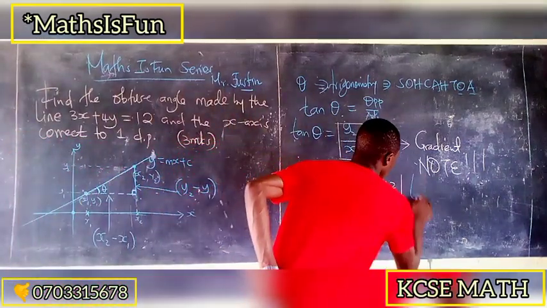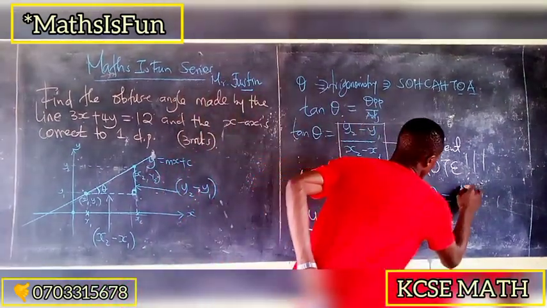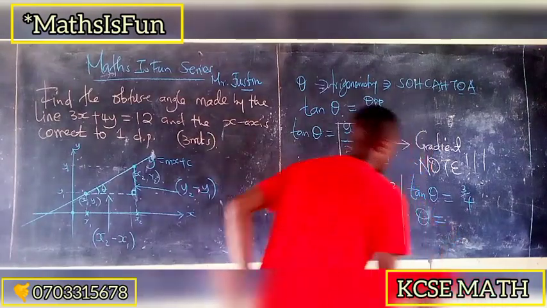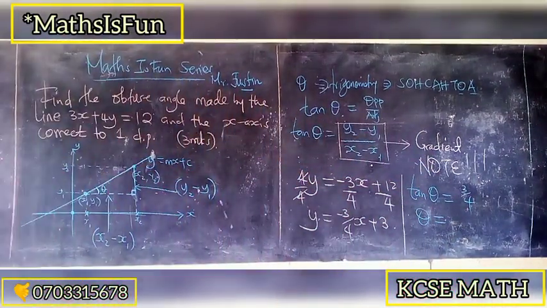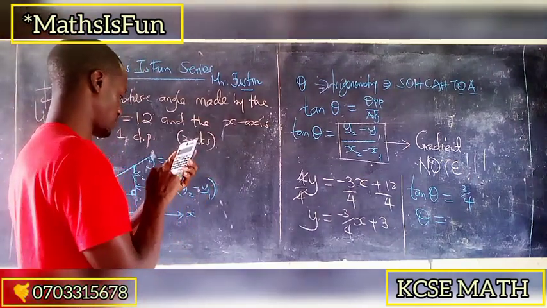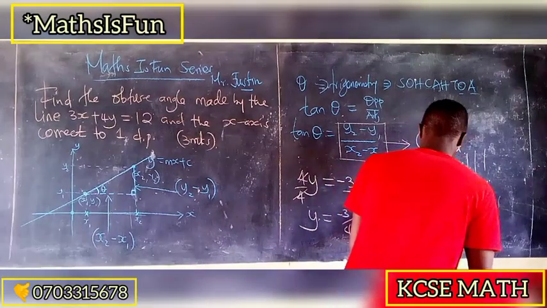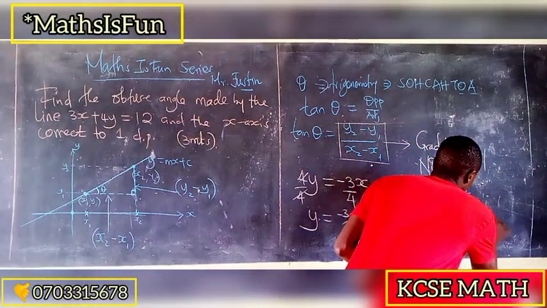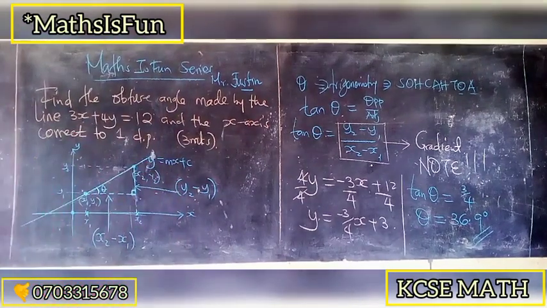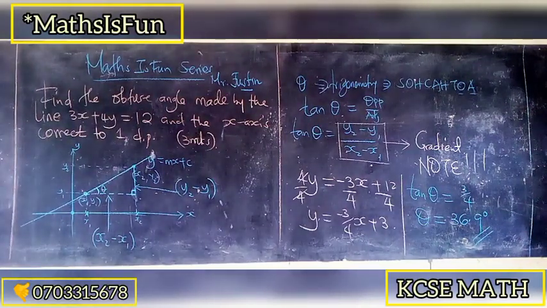So you tell yourself, tan theta, you ignore the negative sign. It's the same as 3 over 4. So theta is going to be the inverse of tan 3 over 4. The tan inverse of 3 over 4, you get 36.9. So that is the angle that is made by the line and the x-axis.